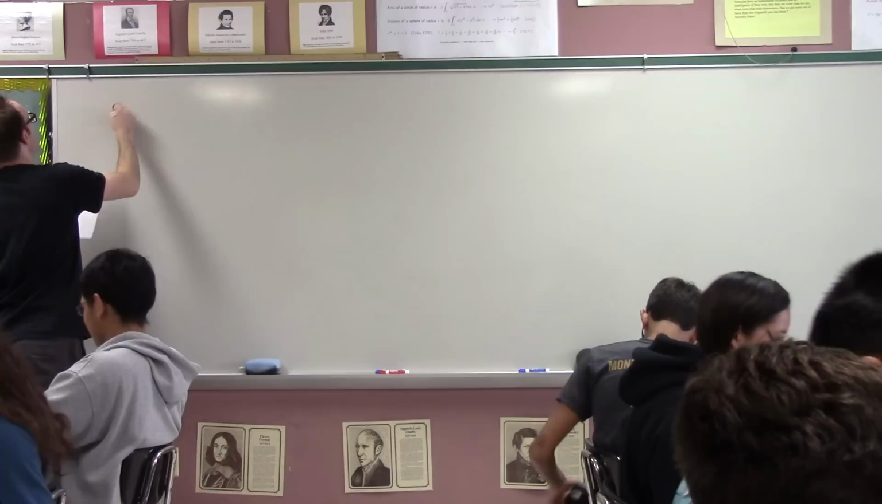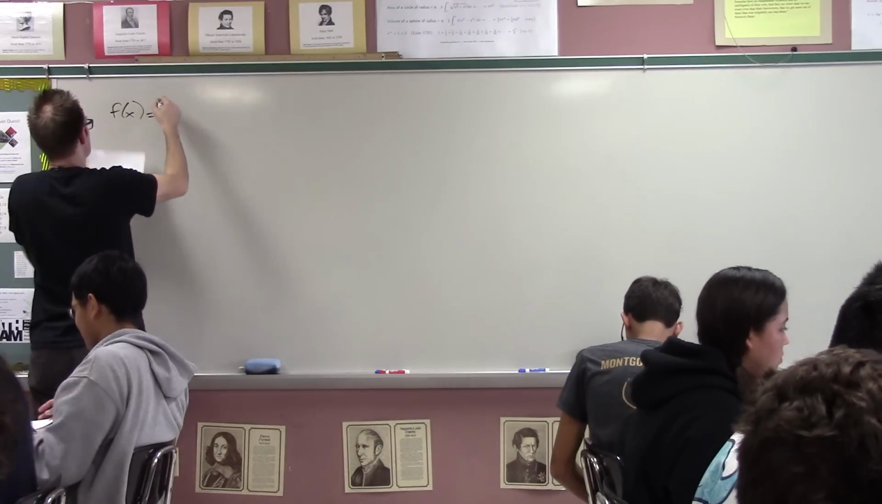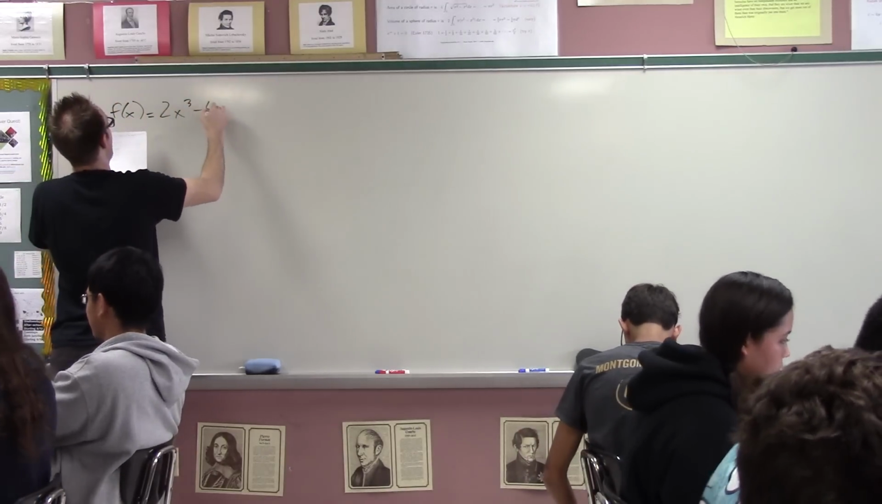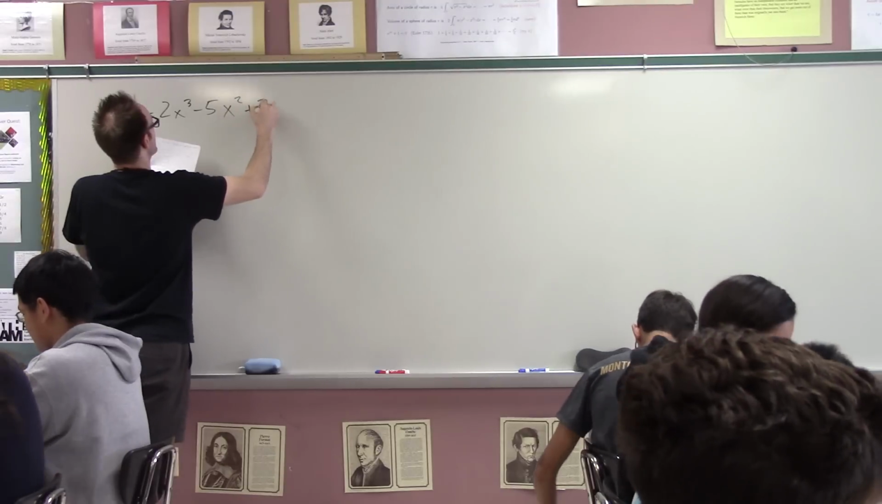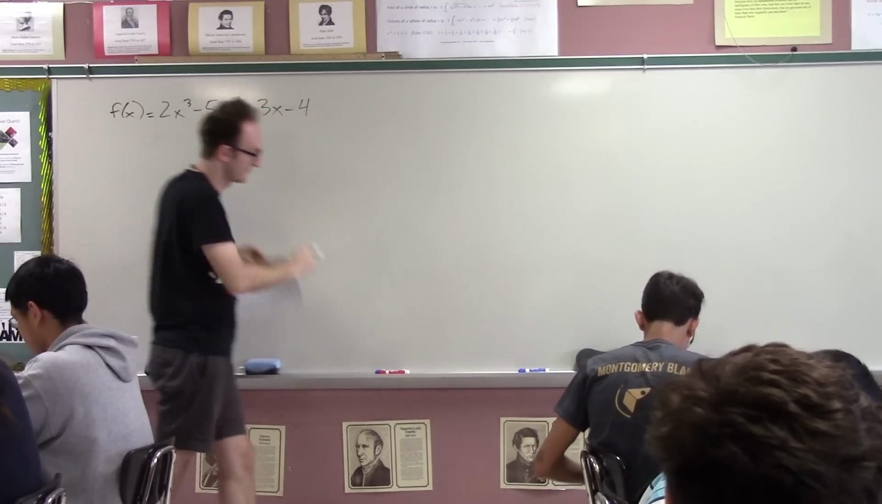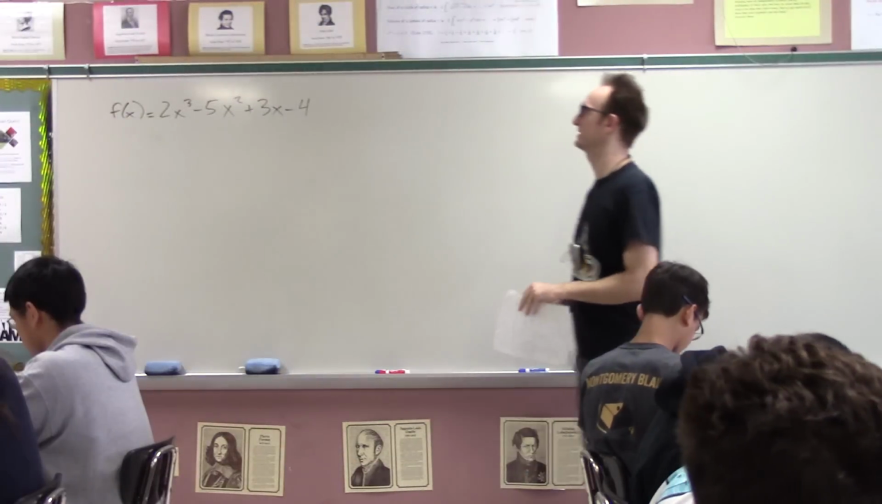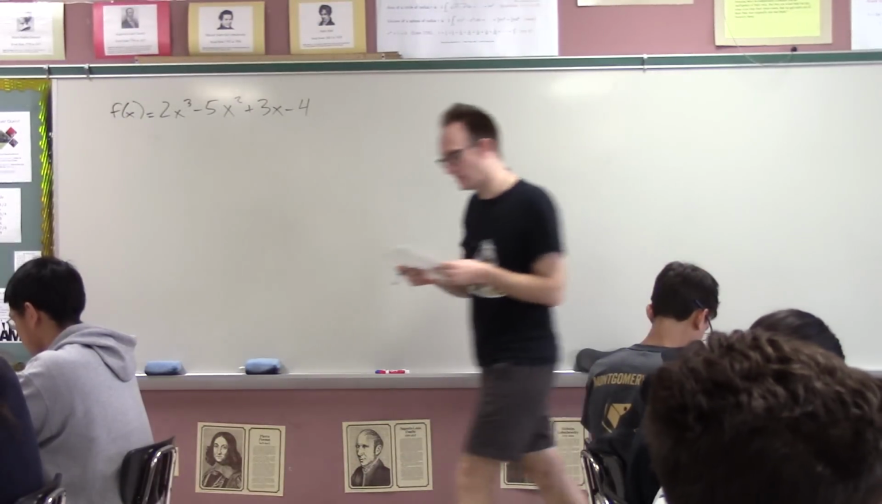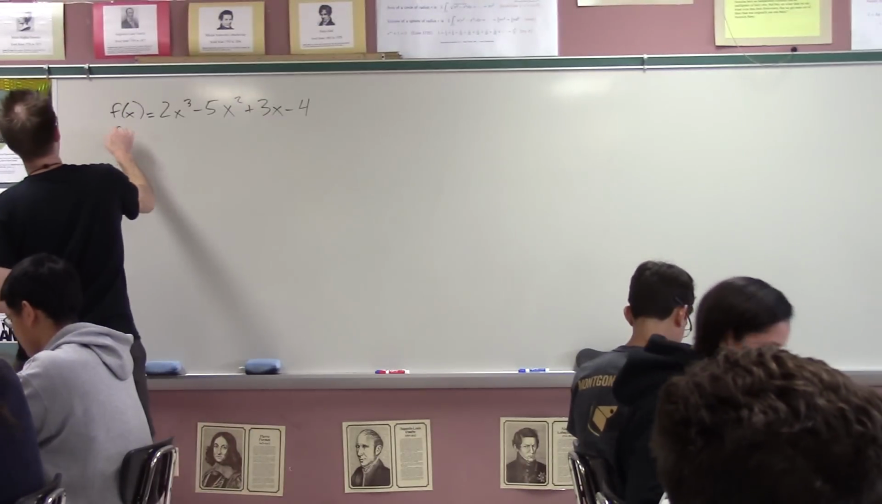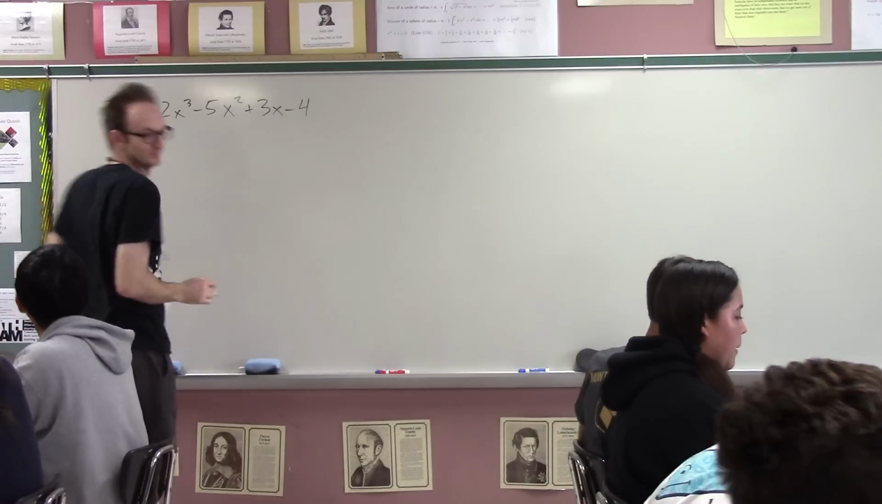First, an introduction. Take a function. Here it is: 2x cubed minus 5x squared plus 3x minus 4. That's a pretty simple function. I would like you to compute f of 6. Go.